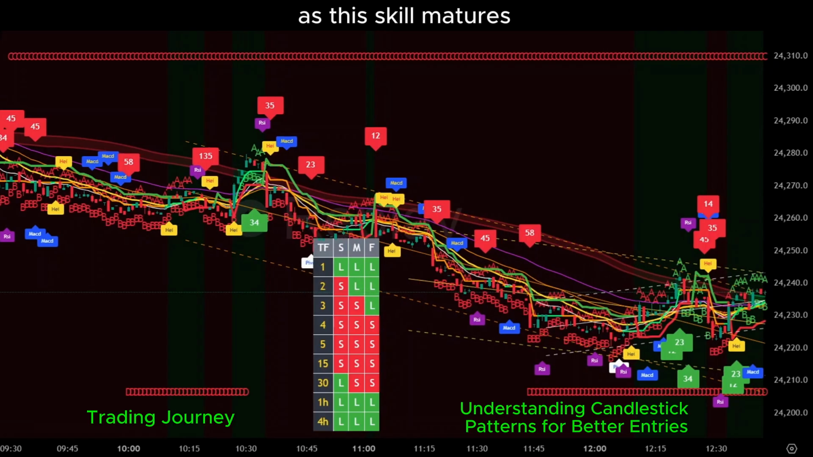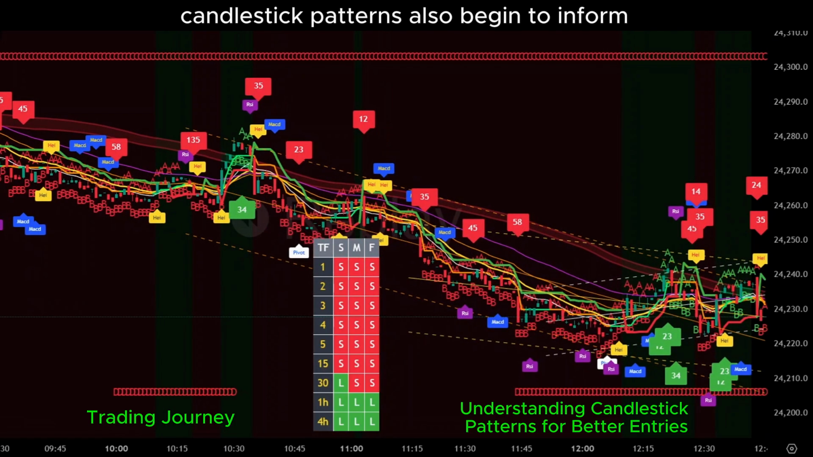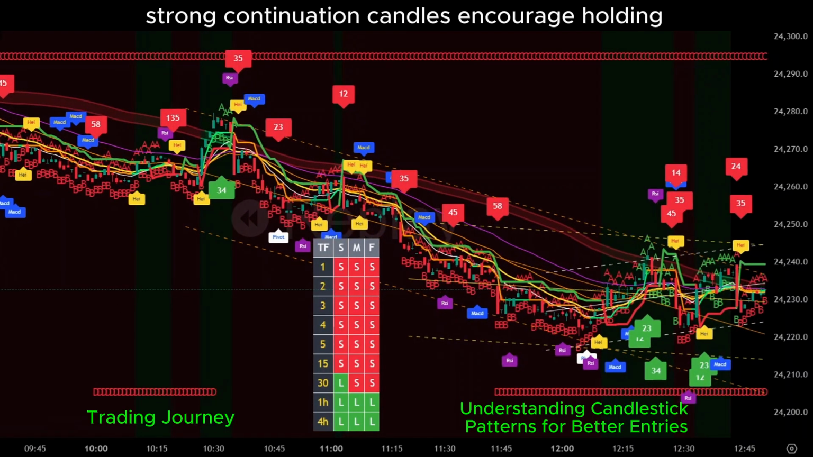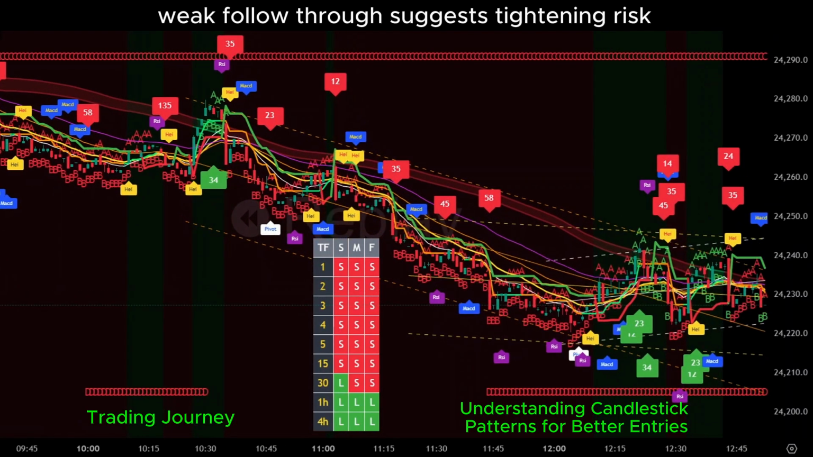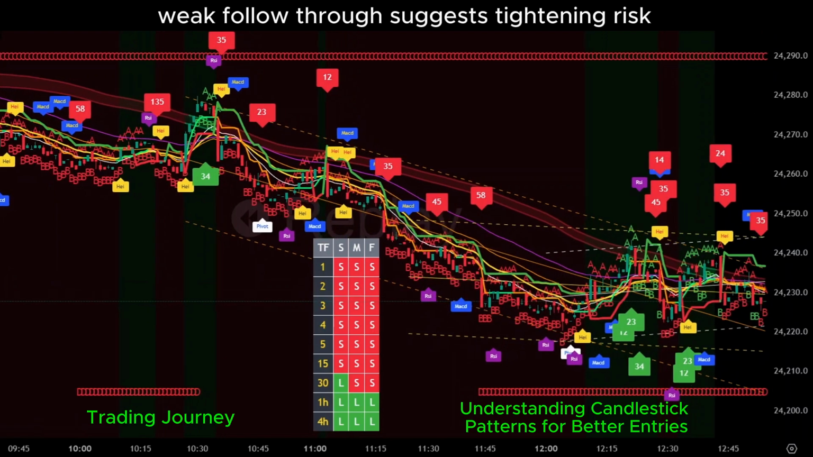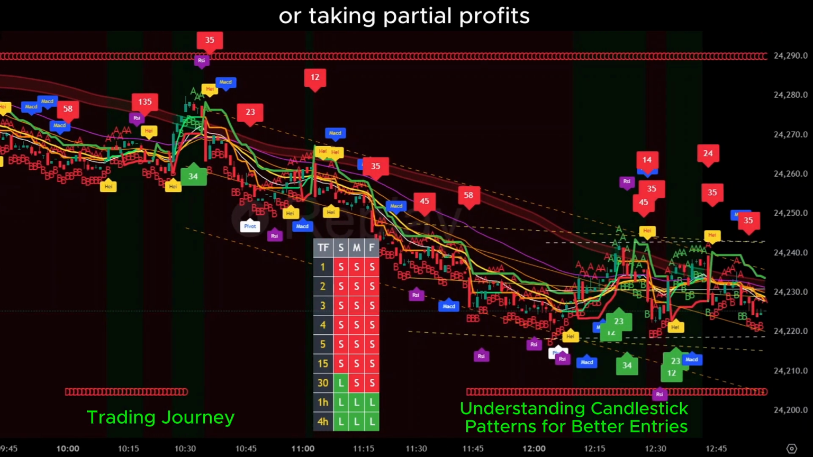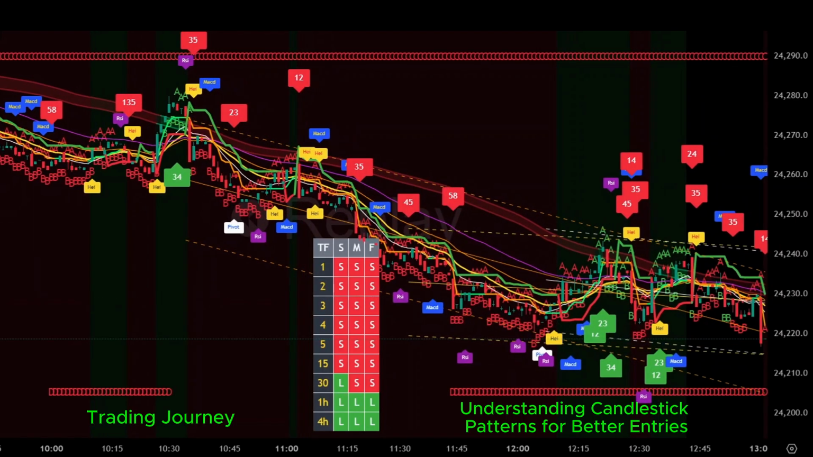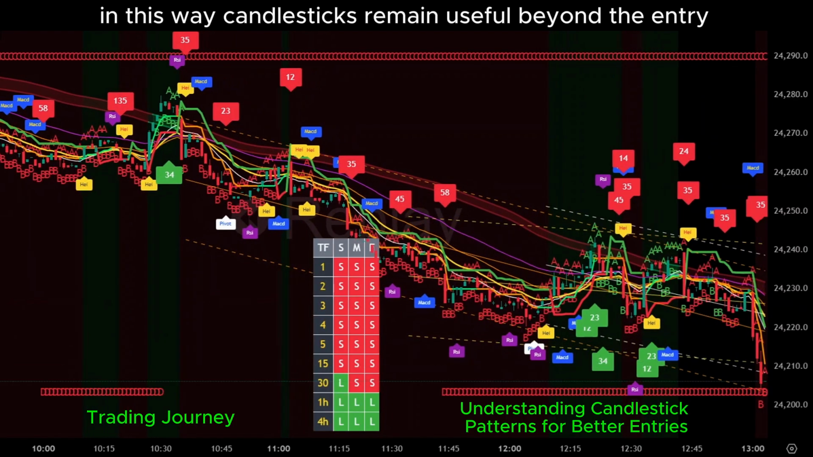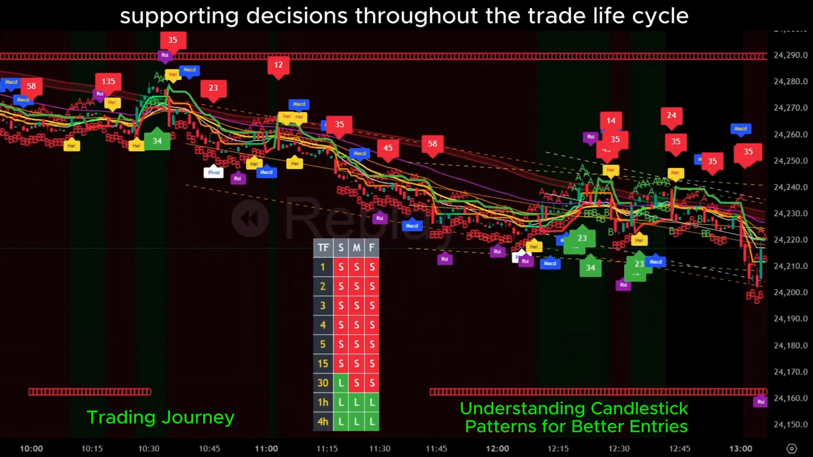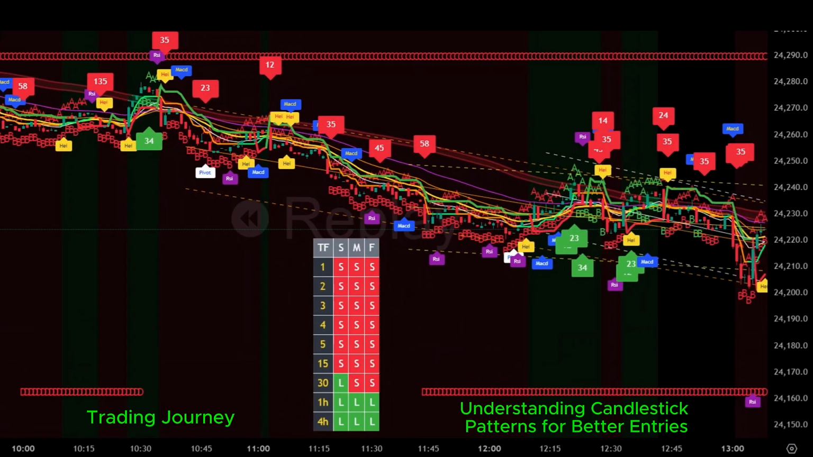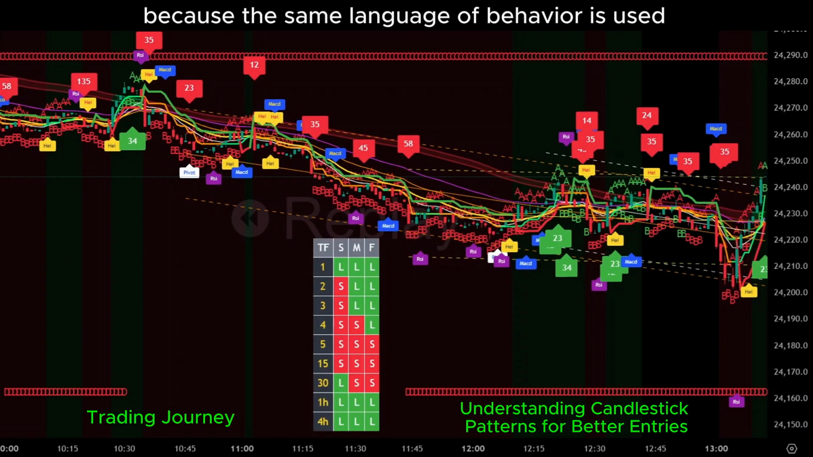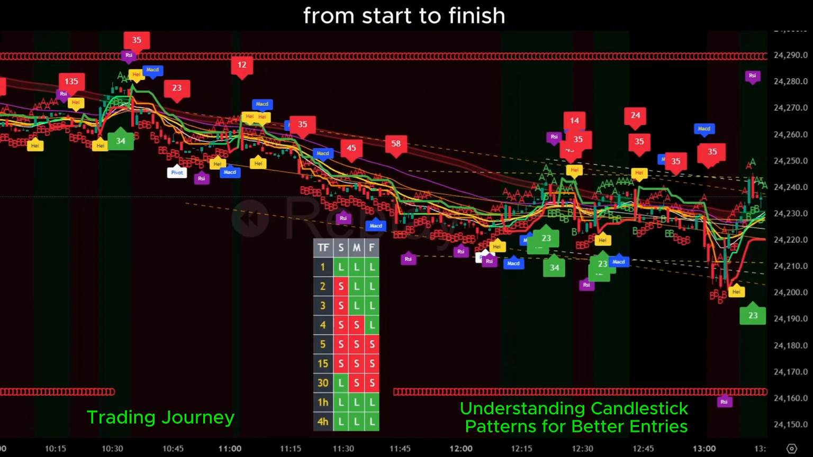As this skill matures, candlestick patterns also begin to inform trade management. Strong continuation candles encourage holding. Weak follow-through suggests tightening risk or taking partial profits. Failed patterns offer clean exits without argument. In this way, candlesticks remain useful beyond the entry, supporting decisions throughout the trade lifecycle. This continuity reduces cognitive load because the same language of behavior is used from start to finish.